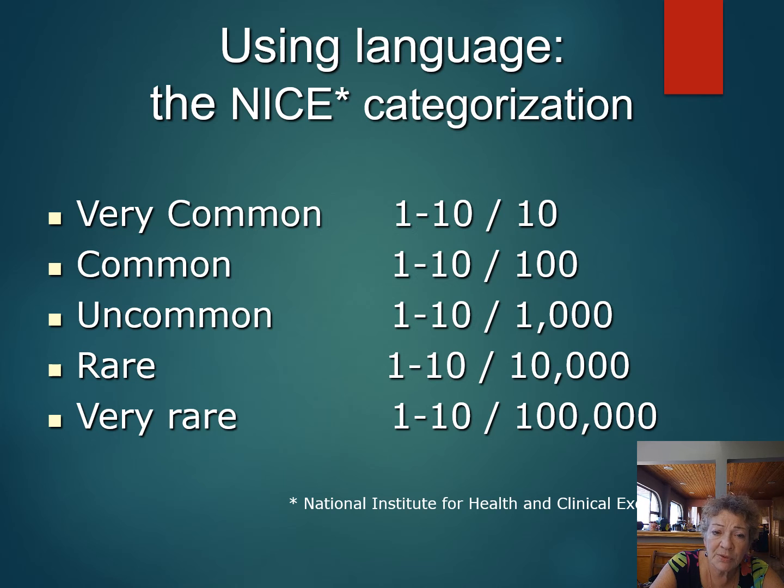If, for example, you say something is very common, it means that it happens more than 1 in 10 times. Common, 1 to 10 times out of 100. Uncommon, 1 to 10 times out of 1,000. Rare, 1 to 10 out of 10,000. And very rare, 1 to 10 times out of 100,000. So you see, with each category, you're actually increasing by an order of 10. And this makes it much clearer when we're discussing with patients what the relative risks are of all complications.